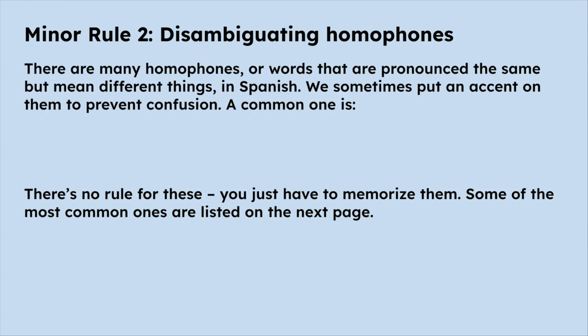Comió. Now, there is also another minor rule that's differentiating between homophones or words that are pronounced the same but mean different things. There's a few of them in Spanish, so we would put an accent on them to prevent confusion. A common one that you might have learned is sí accented, meaning yes, versus si without the accent, which means if. Now, there's no rule for these, you just have to memorize them. Some of the most common ones I'll list in the next page.